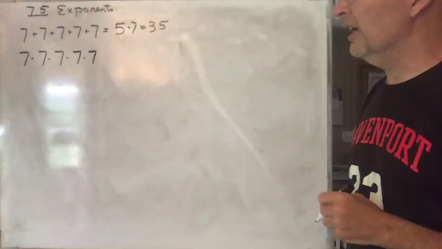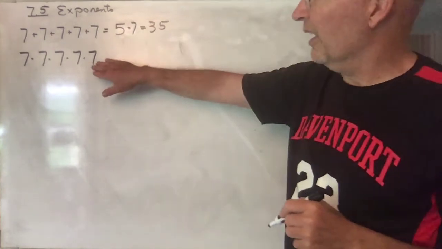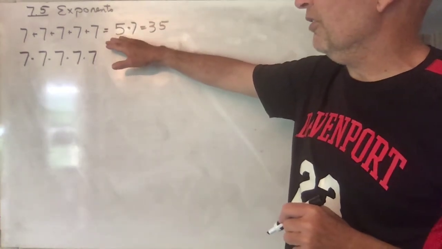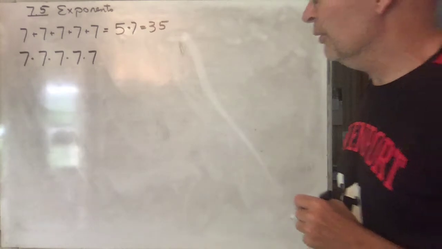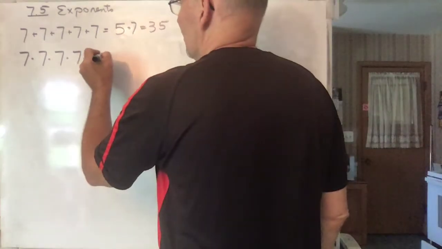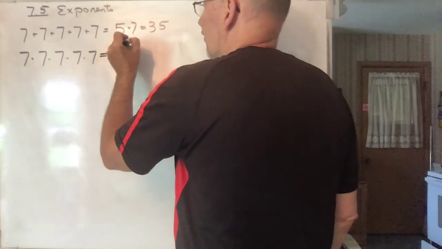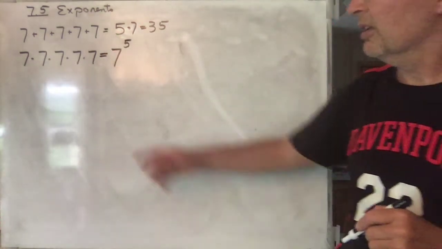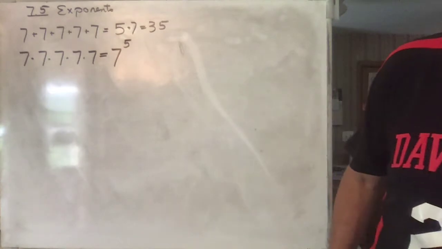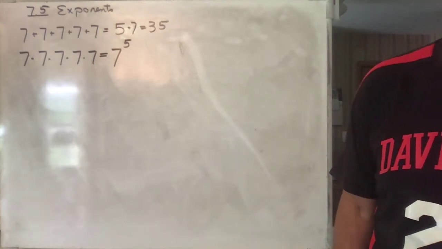There should be some way to express that in shorthand, just like we express this in shorthand. Is there a way to do it? And of course, I wouldn't be asking the question if there weren't. Here's what you do. You write 7 to the 5th power. That's what that means. It means you just take 7 times itself 5 times.